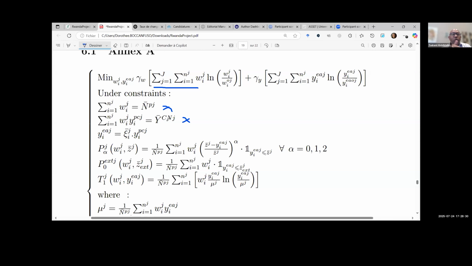I cannot go through all of that, but what you have to keep in mind is that the cross-entropy approach is an objective approach that can help us objectively find exactly the same results, to reconcile the data from the household level to the macro level, with all the constraints we have.